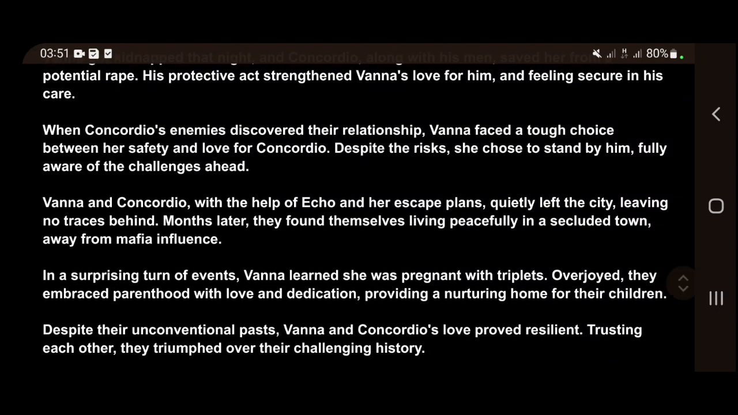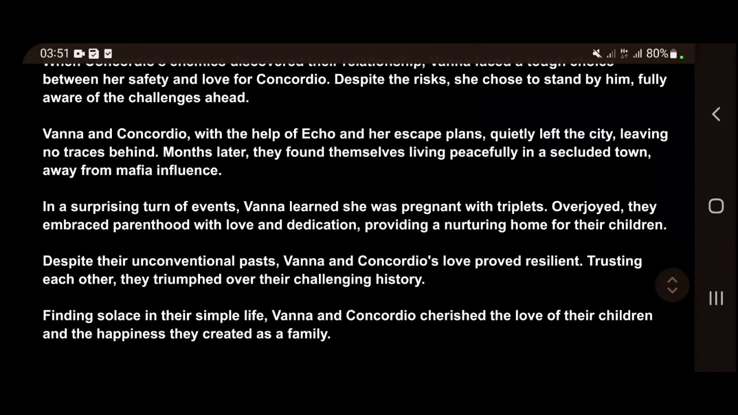When Cocodio's enemies discovered their relationship, Vena faced a tough choice between her safety and love for Cocodio. Despite the risk, she chose to stand by him, fully aware of the challenges ahead. Vena and Cocodio, with the help of Echo and her escape plans, quietly left the city, leaving no traces behind. Months later, they find themselves living peacefully in a secluded town away from Mafia influence.